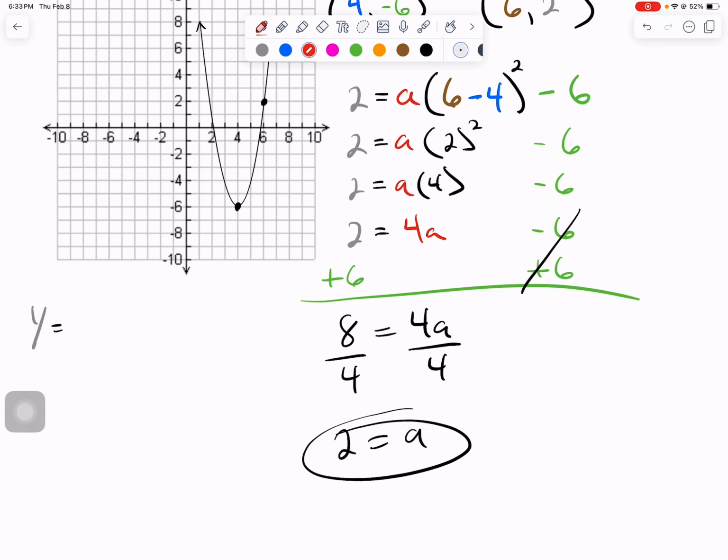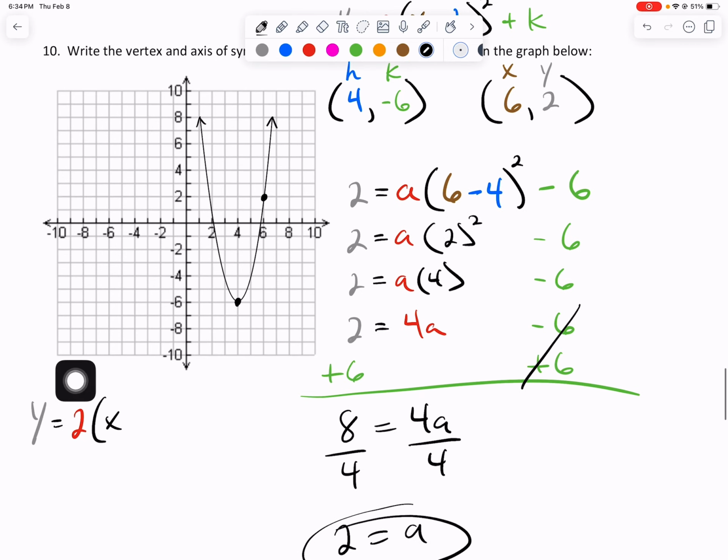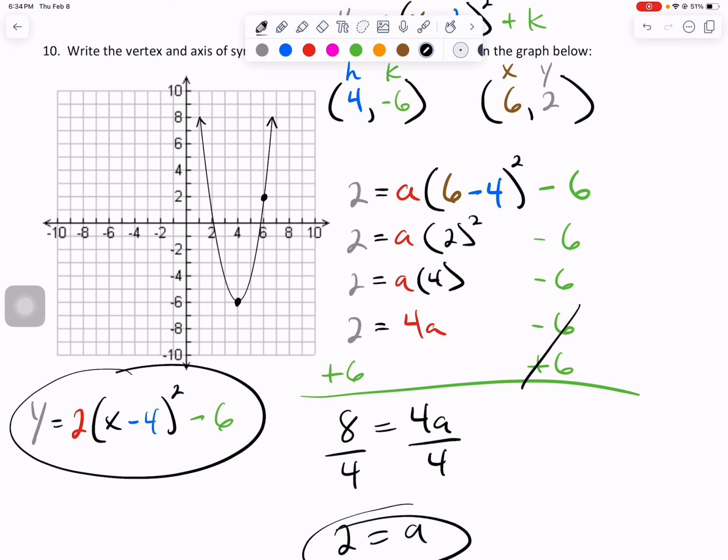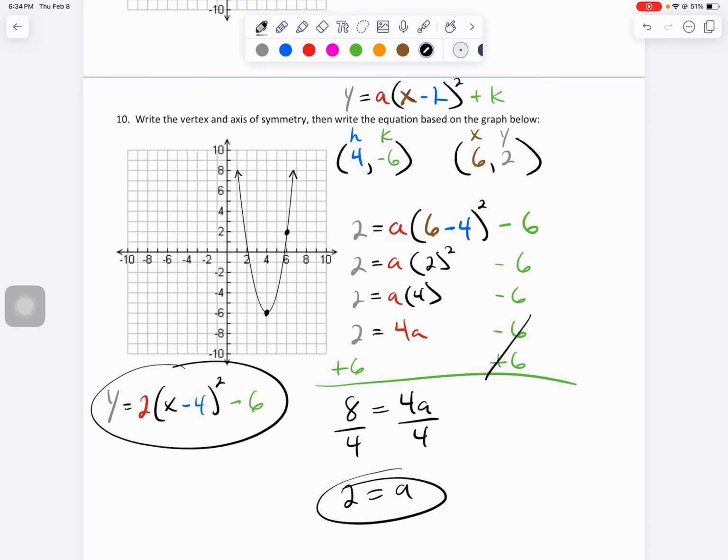Now our A value, which is 2. Open up your parentheses, please. From here, we will do our X. And what did we identify as our H? 4, and we always flip it. So it'll be a -4. Close it, square it, and bring down that K value of -6. And that, boys and girls, is your answer and your review. Let's go.